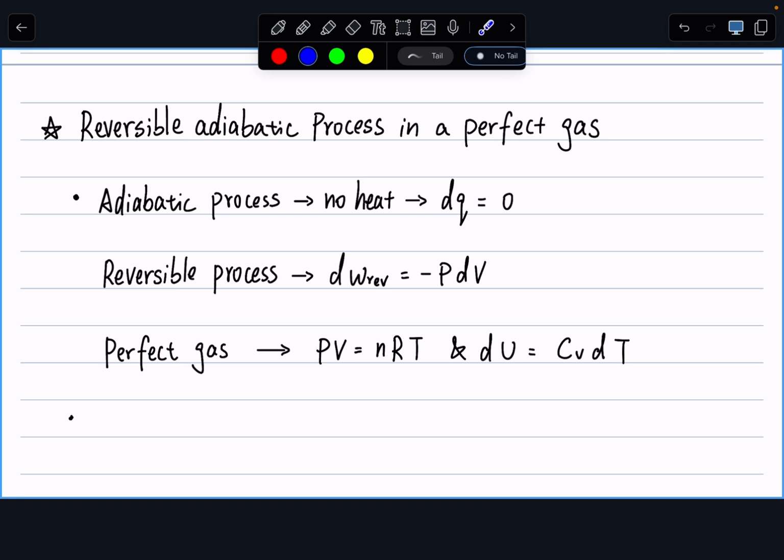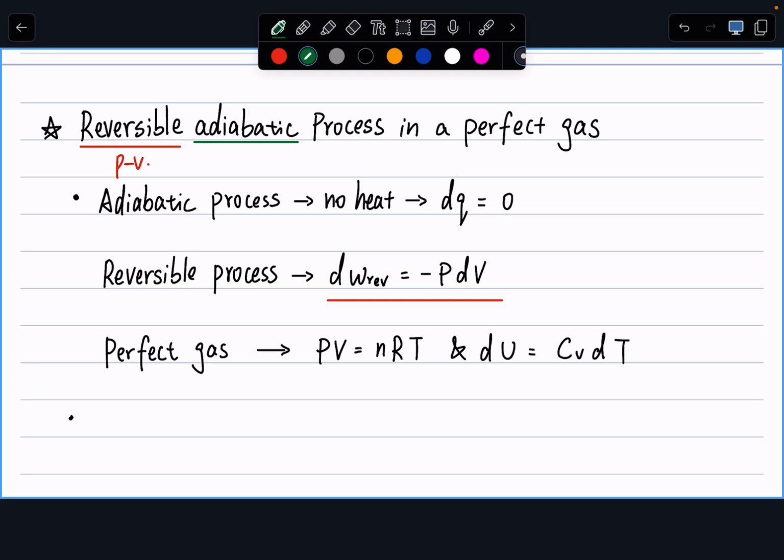For this kind of derivation, it's always important to know how we set it up. So in this case, we read the question and translate the wording into mathematical equations that we know. For example, when we say reversible, what do we know? Reversible means PV work only. So that gives us dW reversible equals negative PdV.